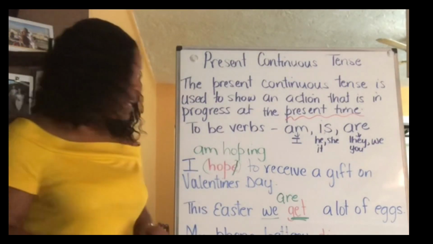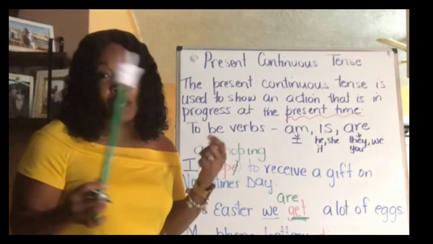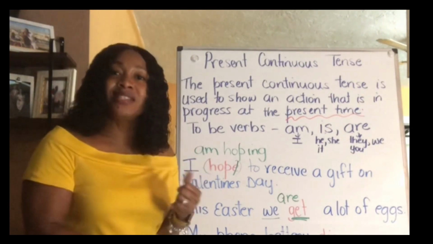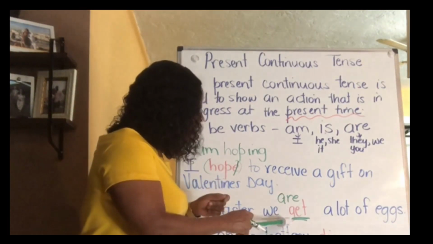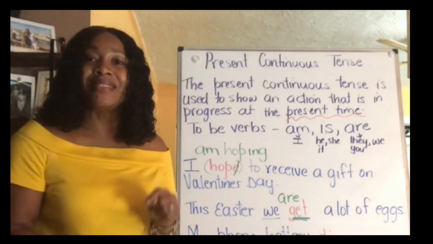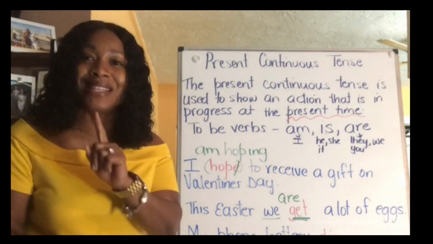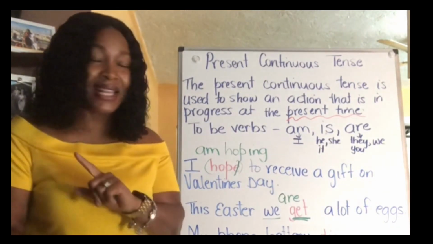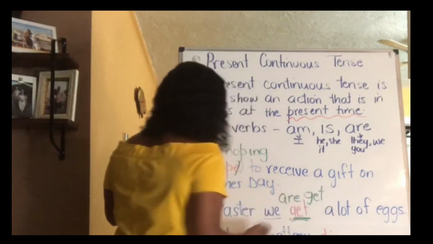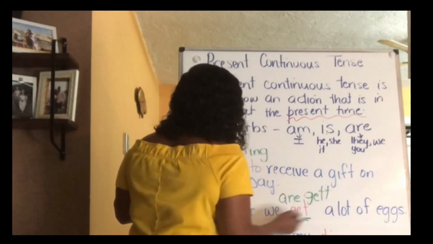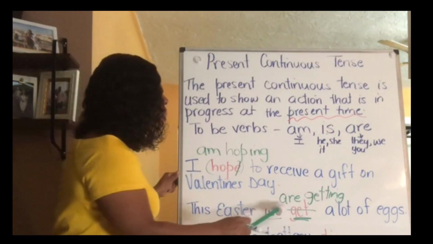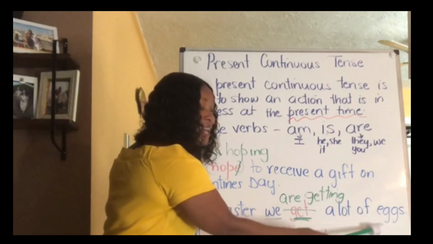All right, the rule says when the verb has one syllable, like get, only one syllable, you check to see, is it a consonant, then a vowel, then a consonant? Yes, it is. When it is like that, then we need to double the last letter before adding ed or ing. Today it's ing. So G-E-T, we're going to double the T, so another T, then ing. So this Easter, we are getting a lot of eggs.